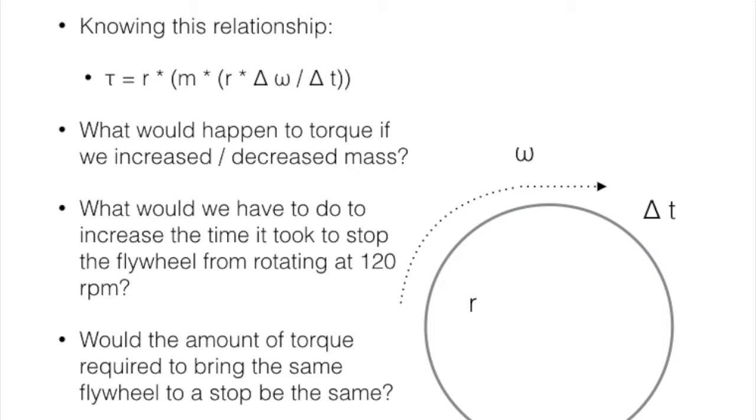But do we really understand what this relationship means? So some simple questions would be, what would happen to torque if we increased or decreased this mass? What would we do to increase the time it took to stop the flywheel from rotating at 120 RPM? And what would the amount of torque required to bring the same flywheel as this previous example to a stop be the same time? Would it be a larger time, a less time, or would it be the same? And now we can move on to a more complex example since we know the terms a little bit better.